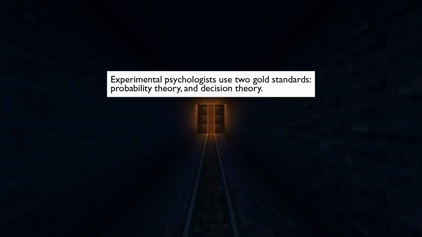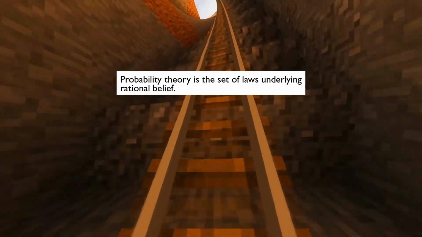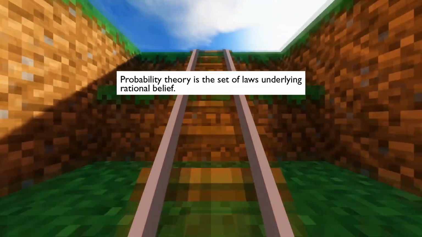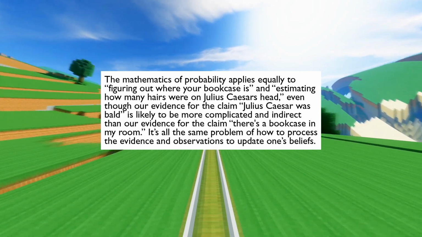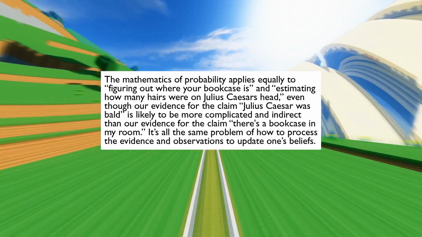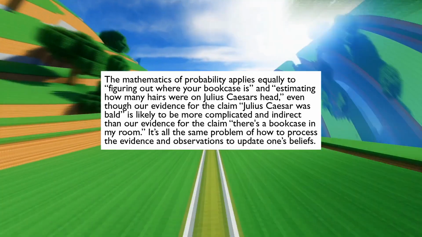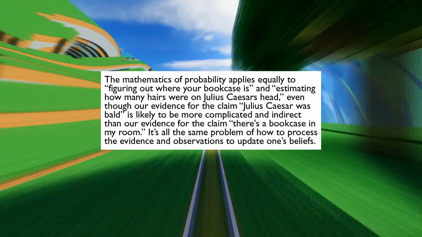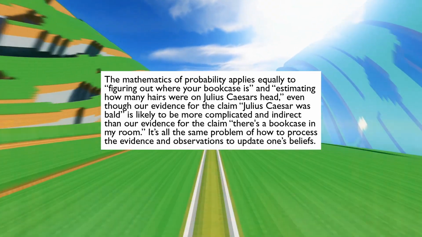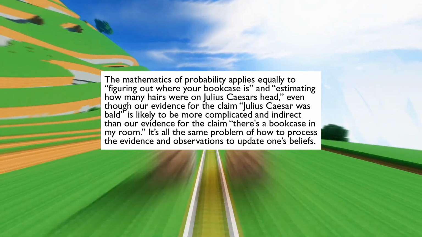Experimental psychologists use two gold standards, probability theory and decision theory. Probability theory is the set of laws underlying rational belief. The mathematics of probability applies equally to figuring out where your bookcase is and estimating how many hairs were on Julius Caesar's head, even though our evidence for the claim Julius Caesar was bald is likely to be more complicated and indirect than our evidence for the claim there's a bookcase in my room. It's all the same problem of how to process the evidence and observations to update one's beliefs.